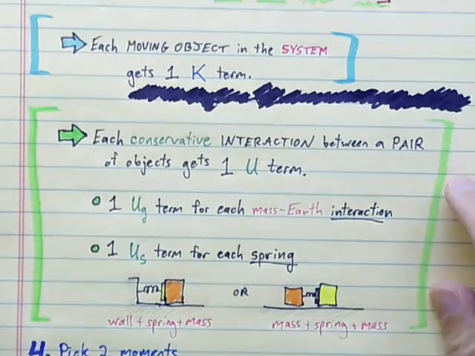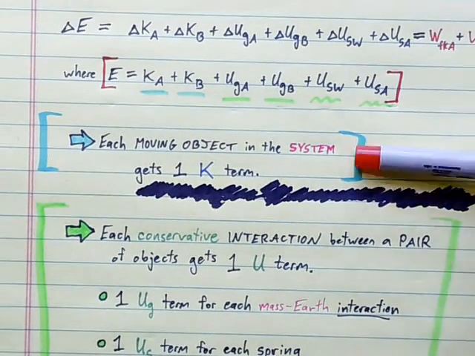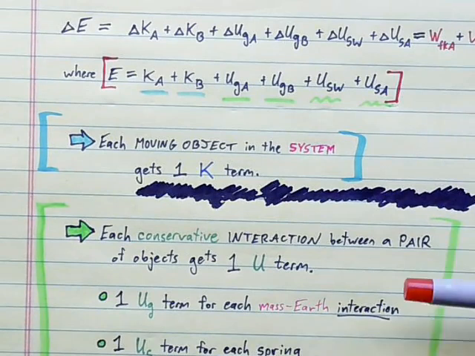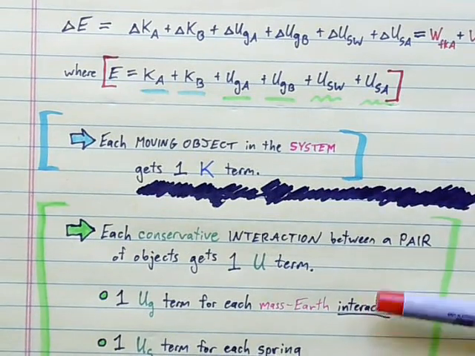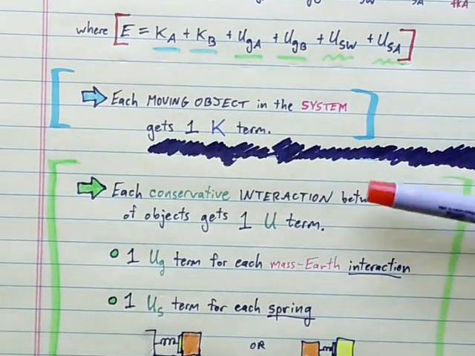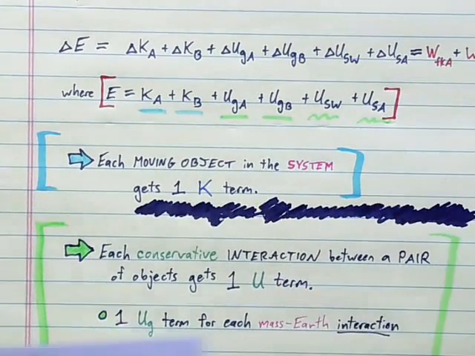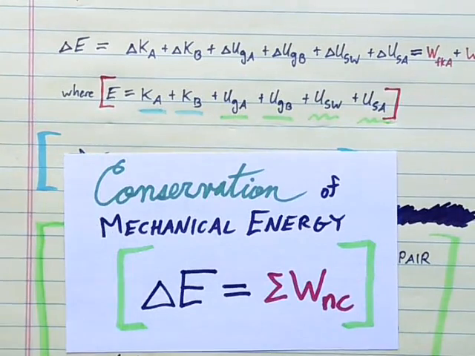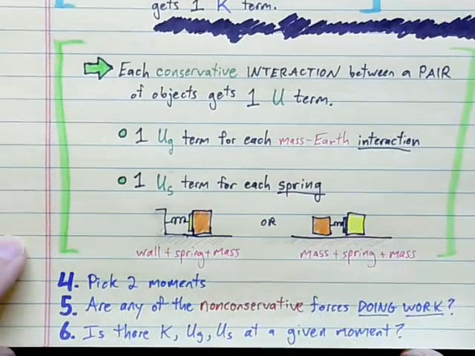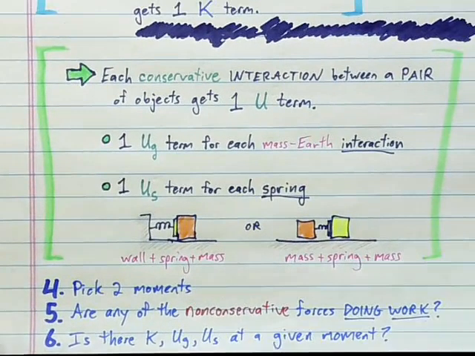Okay, I think that covers the additional considerations that need to be made for a system with multiple moving objects. So these ideas here tell you which terms to include when you set up your conservation of mechanical energy equation. And from that point on, I think our procedure would be the same as in the single moving object example.